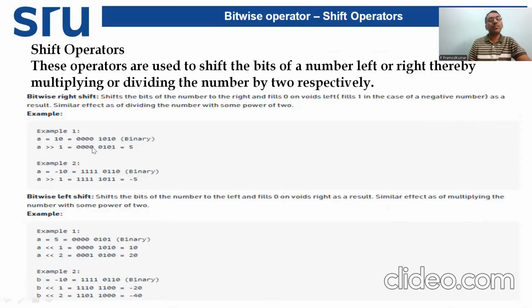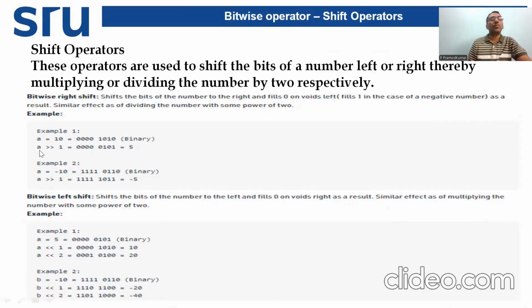So when I shift the bits by 1 position, this equals 5. Simply, we can understand that when I divide 10 by 2, the result is 5. One shift equals dividing the value by 2. If I would like to go with 2 shifts, then that is dividing that value by 2 twice.